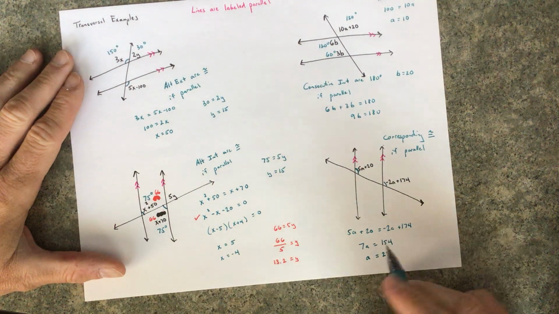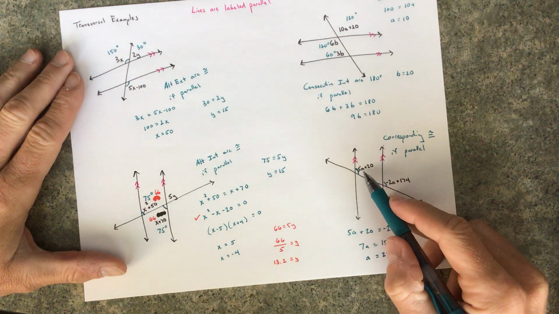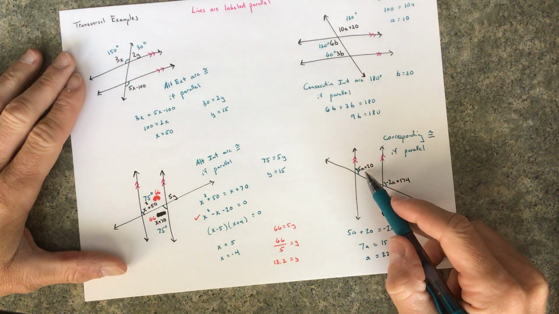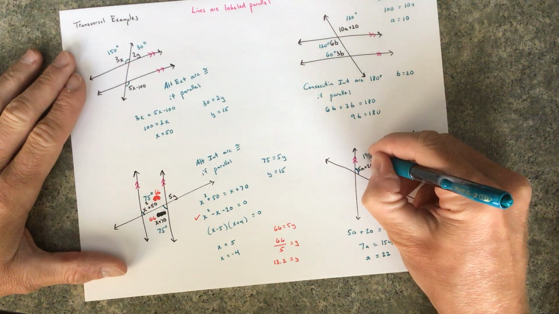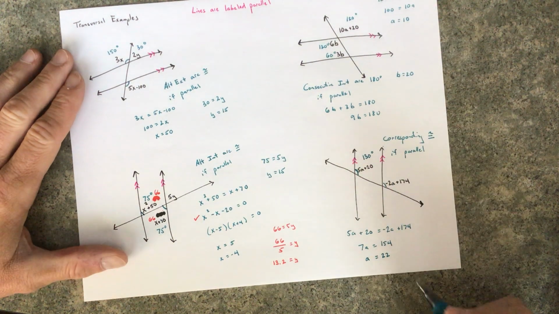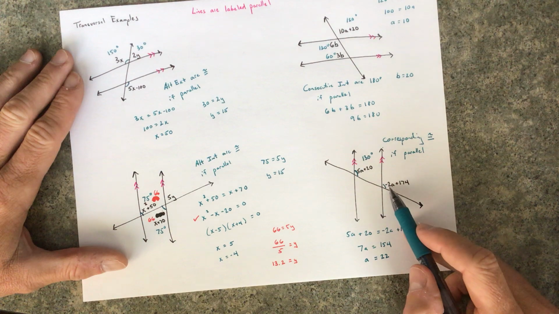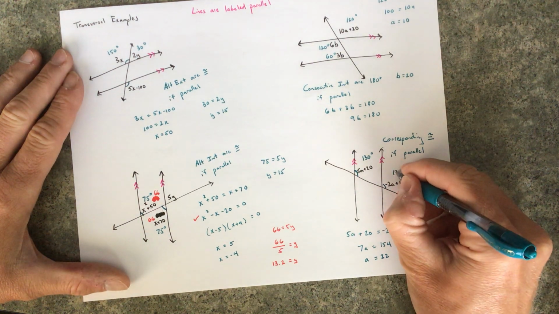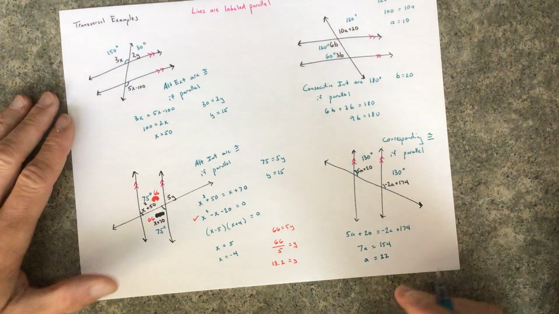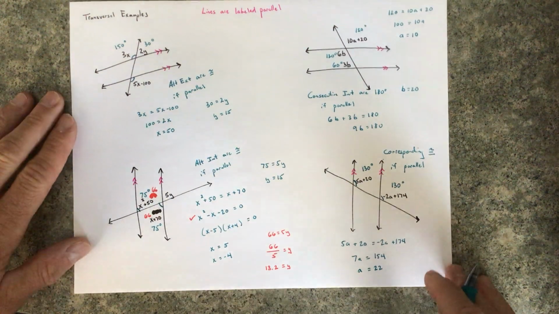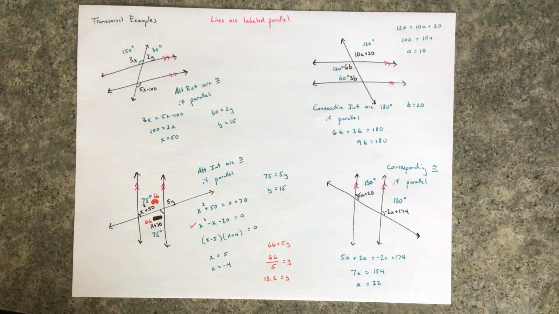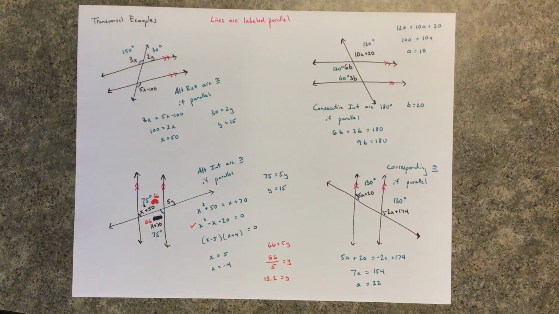And you can check, right? If you plug 22 back into here, 5 times 22 is 110. 110 plus 20 is 130 degrees. Negative 2 times 22 is negative 44, and that is also 130. And you're like, yay, they have to make sense, right? Those have to be equal.